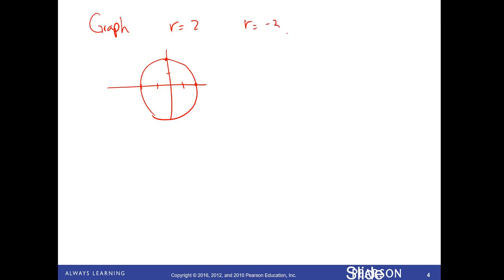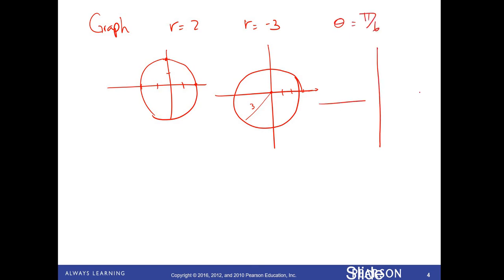What if we have r equals -3? Well, no matter what my theta is, if you remember graphing polar coordinates before, -3 means that instead of going towards the angle measure, I go away, but I'm still going 3 units. So it's still going to be a circle, this time with a radius of 3. If I want to graph theta equals pi over 6, I want all points that are on the line that is pi over 6 from the origin. Okay, so just some examples there.